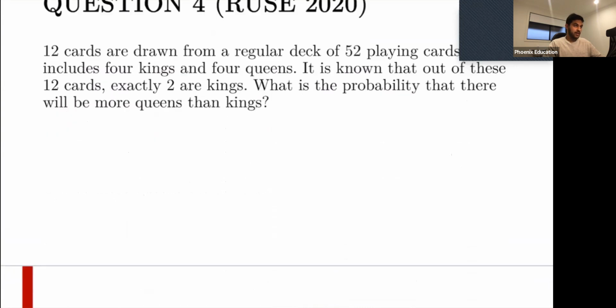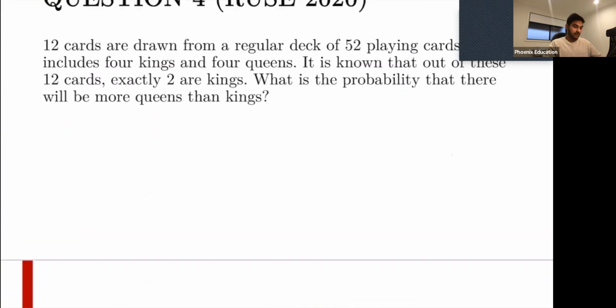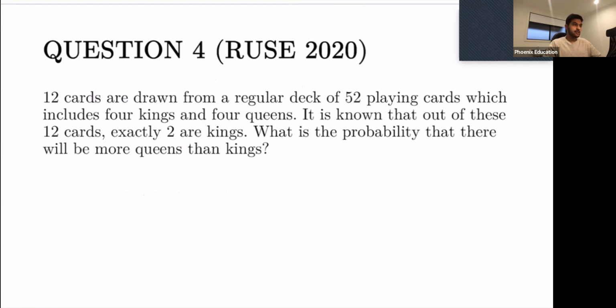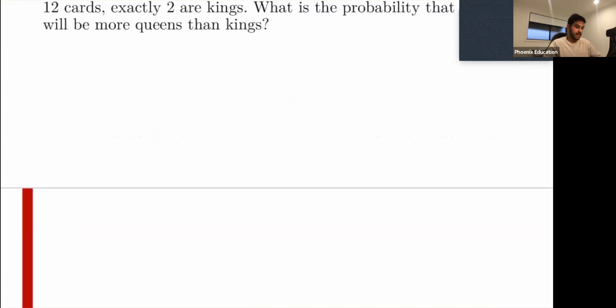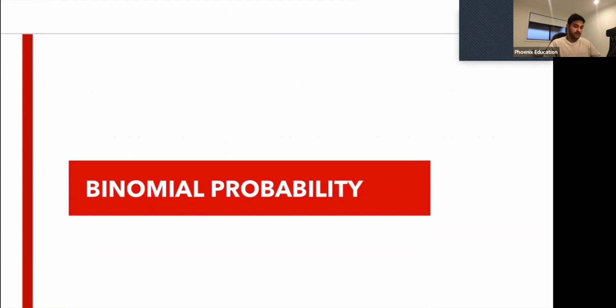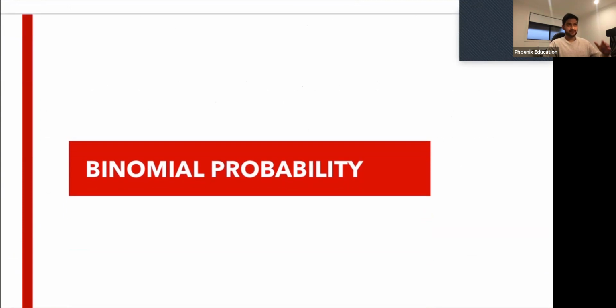Question 4 here is a really tough question. Comes from Roos. Very interesting. So have a go at that in your own time. So this one's a really interesting question. Unless you go to Roos, I don't think you'll be asked a question of this difficulty in your exam. So that brings us to the next section, binomial probability.